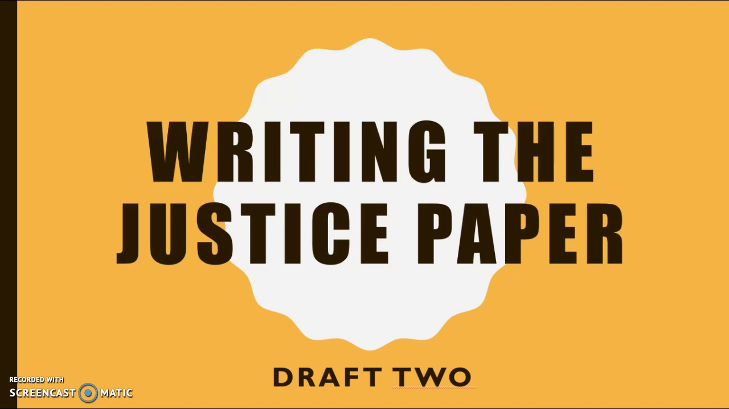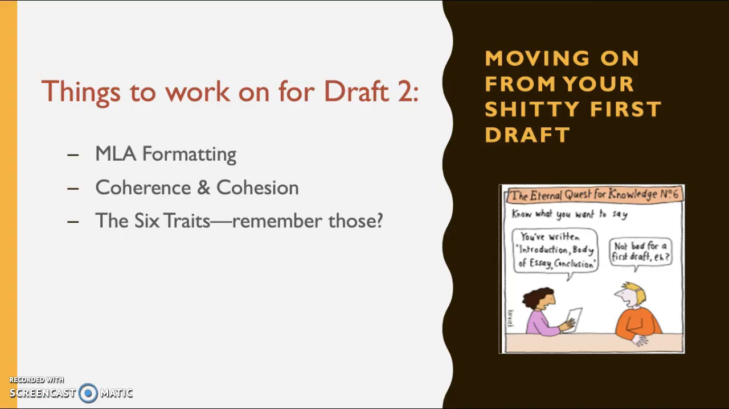There are some things I want you to be starting to think about in your draft 2 this week. Moving on from your shitty first draft into draft 2, I want you to start really paying attention to your MLA formatting. I want you to start paying attention to coherence and cohesion. I want you to start to think about the 6 traits. Remember those 6 traits that we did with the personal narrative? They are just as important in the rhetorical mode essay as well.